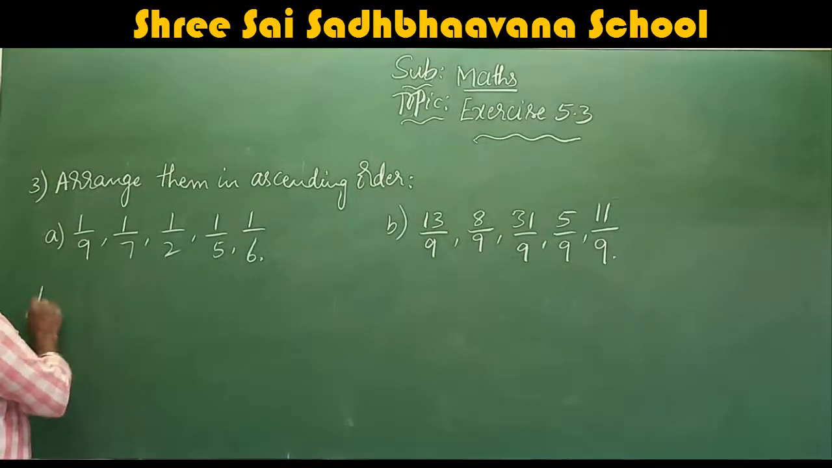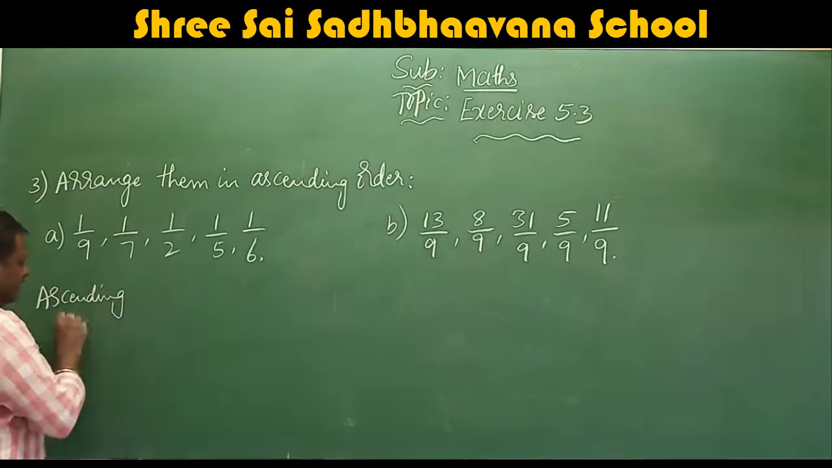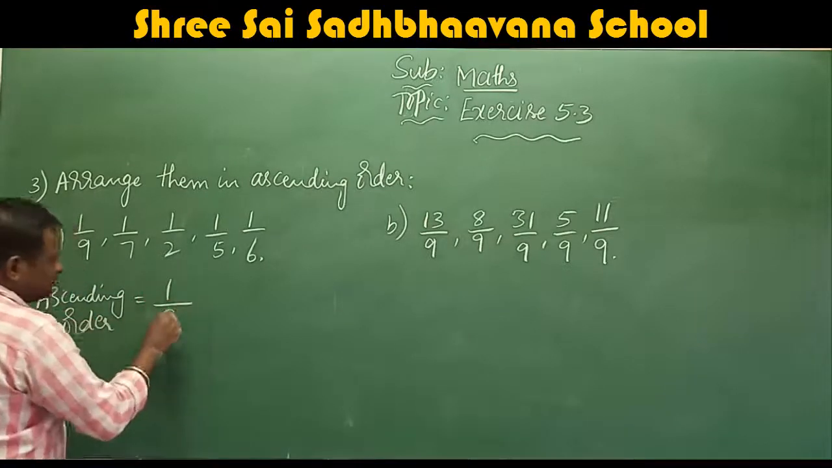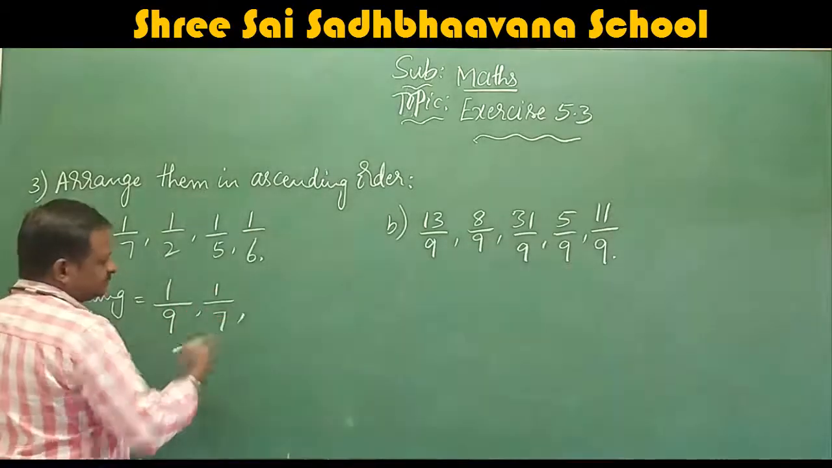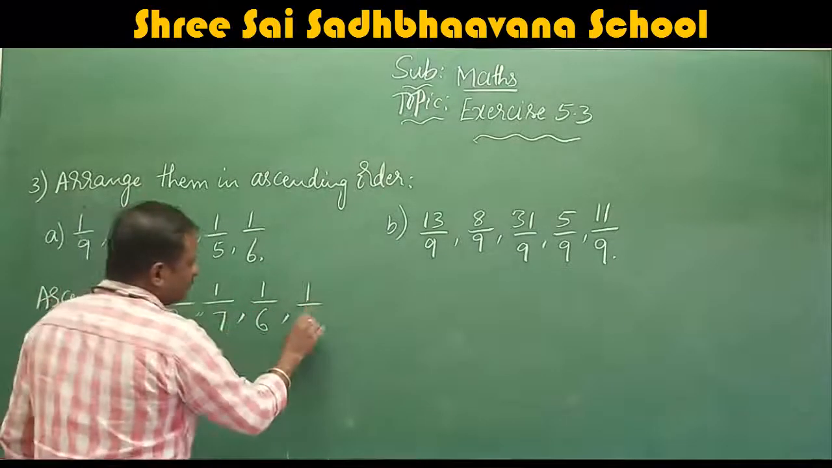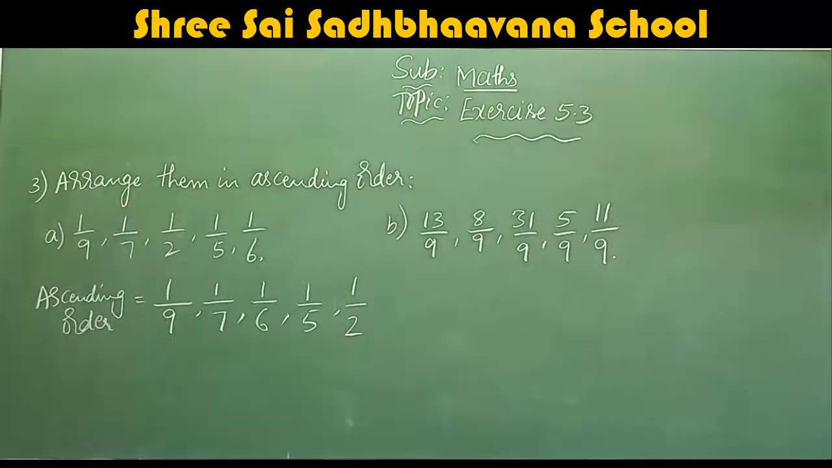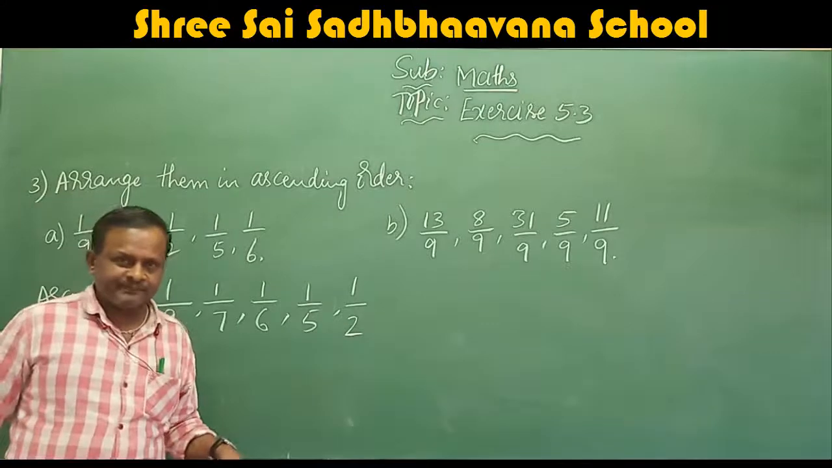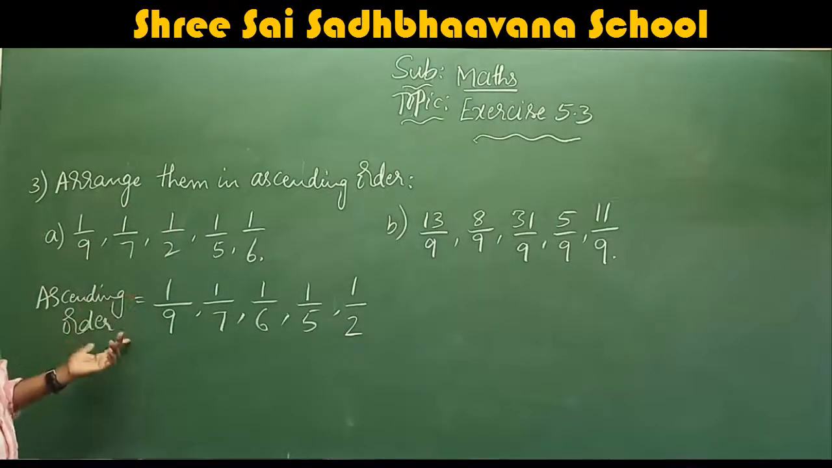So for ascending order, how we will write is the biggest denominator first: 1 by 9. The second one is 1 by 7. The third one is 1 by 6. The fourth one is 1 by 5. The last one is 1 by 2. You have to write the denominators in descending order, then you will get the ascending order.